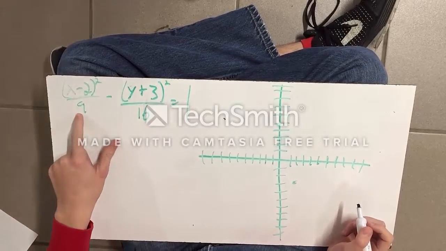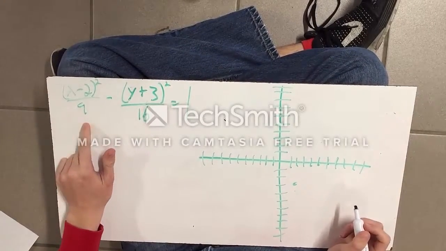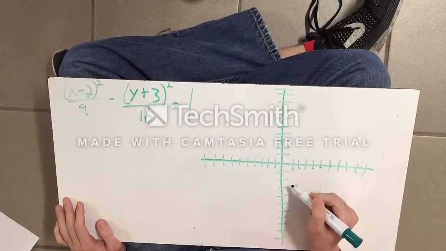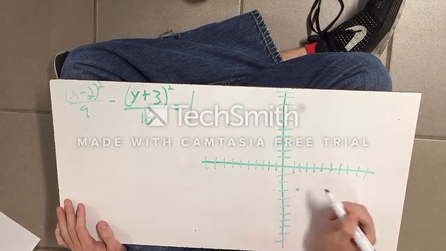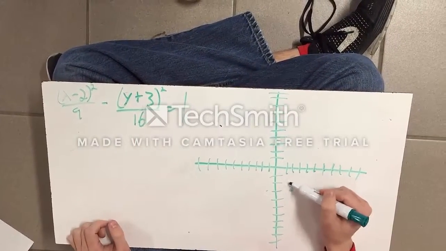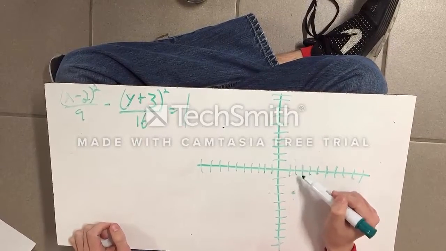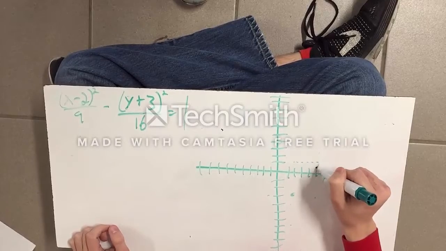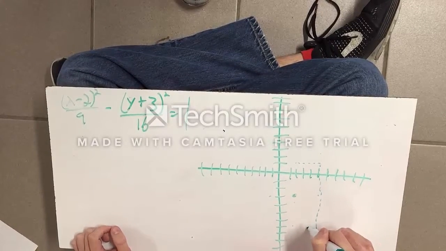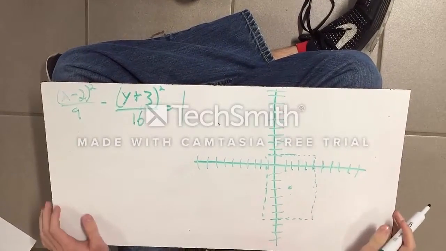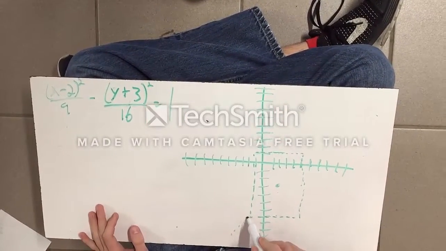Now to find the little box, we take the square roots of these numbers. So under the x term we go left and right, and the square root of 9 is 3, so we go to the left and right 3. And under the y term we go up and down 4. And then we can graph our little box. Now we can graph the asymptotes.